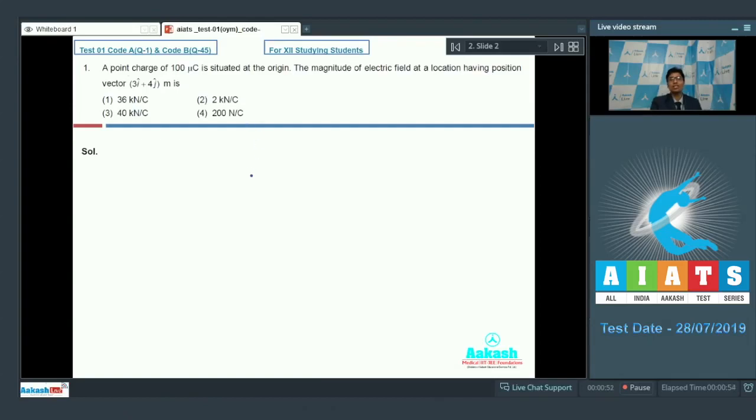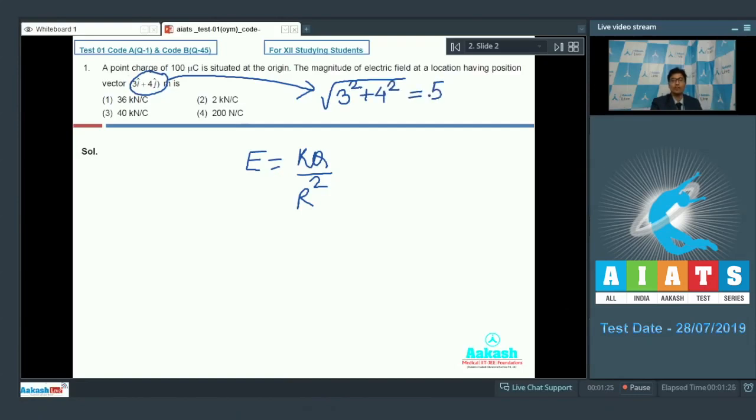Dear students, we know that electric field due to a point charge can be written as E equal to kq divided by r square, where k is the Coulombic constant, q is the charge, and r is the distance from the charge where the electric field is to be calculated. Here r is given in the form of a vector, so we can find the magnitude of this vector to be equal to under root of 3 square plus 4 square, that will be equal to 5.